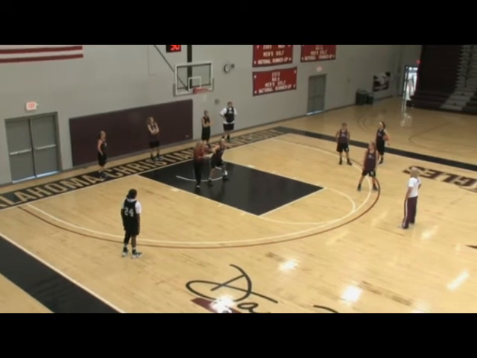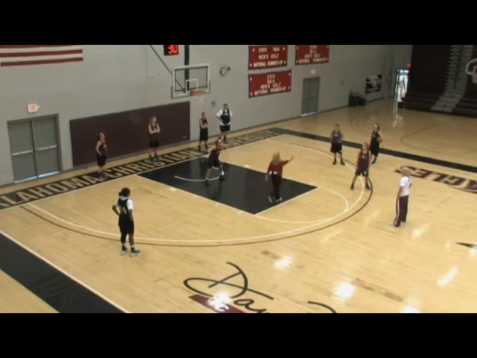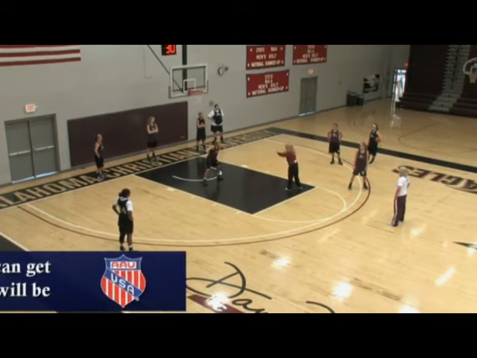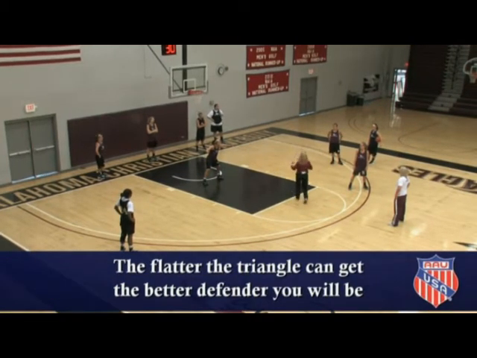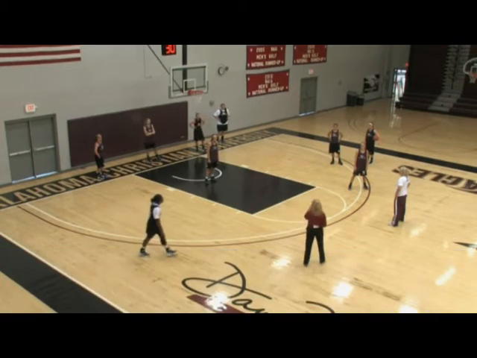You're making a triangle. You're the apex of the triangle. It goes here, it goes across to the ball, and it goes there. The flatter that triangle can get, the better defender you will be. Some people have to be deeper just because their peripheral vision doesn't allow it. You get where you can see both. That's your rule, okay?